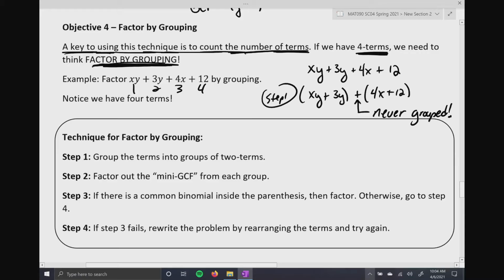Step 2. I'll write it down here. We're going to factor out what I call a mini GCF. Okay? We're going to factor out a mini GCF. So the book doesn't call this a mini GCF. It just says factor the GCF. I like to call it a mini one. Here's why. Watch what happens. I need everybody just to watch the screen.